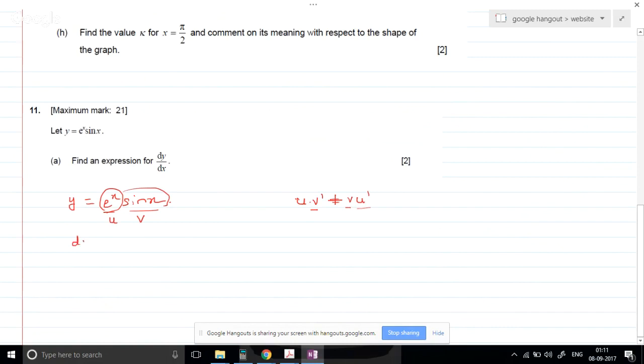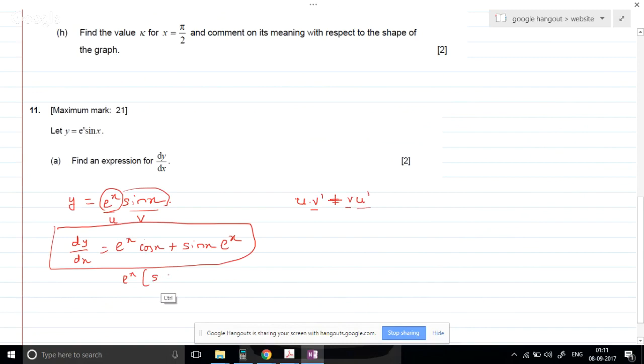So dy by dx would be keep the first function as it is, e to the power x, differentiate the second function which is cos x, plus keep the second function and differentiate the first function. Fine, this is the first part of the question. That's the answer. You can take out e to the power x and write cos x plus sin x.